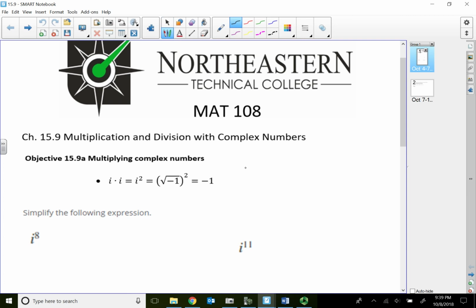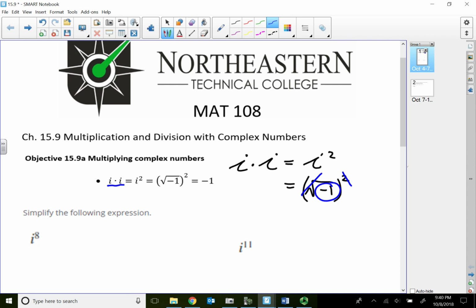Whenever you say i times i, what you're saying is i squared. But don't stop at i squared. i can be written as the square root of -1. So when I say the whole thing squared, the square and square root cancel out, and that just leaves me with -1. So whenever you say i times i, that will always be -1.